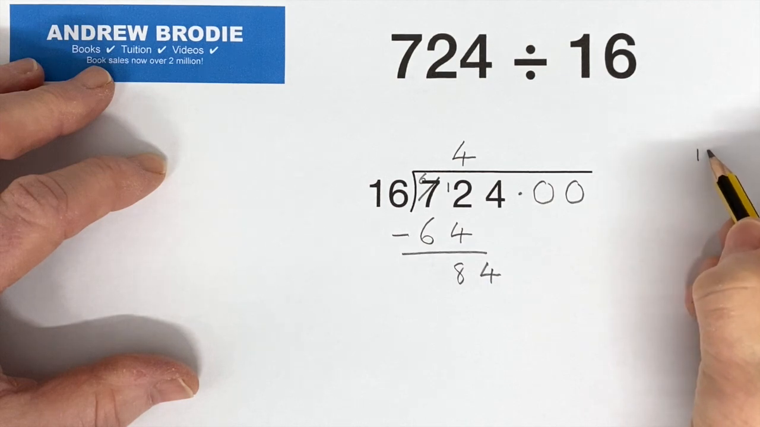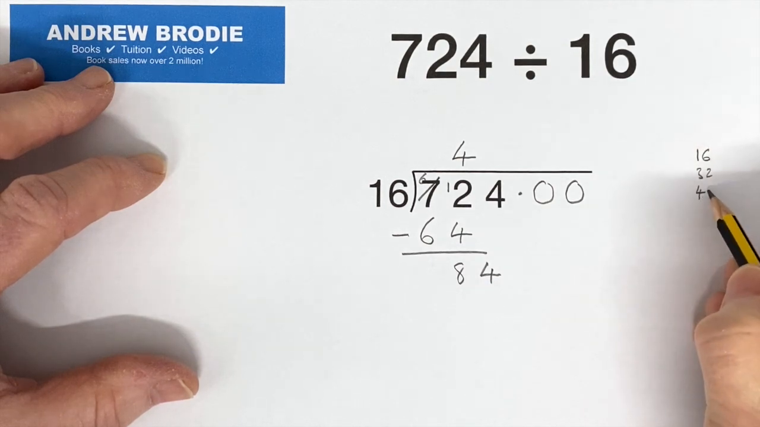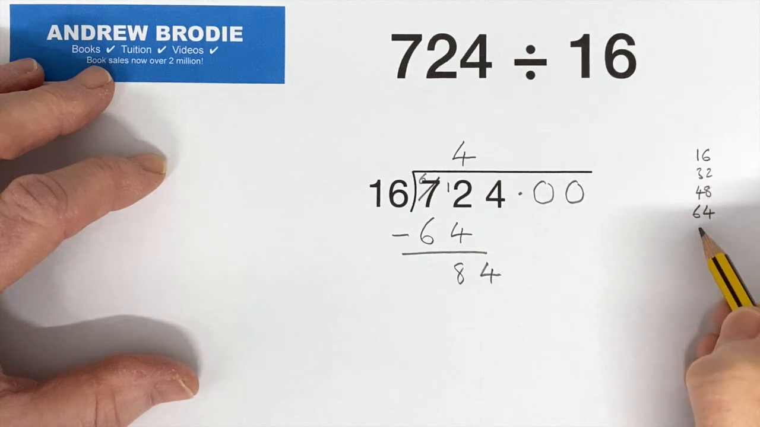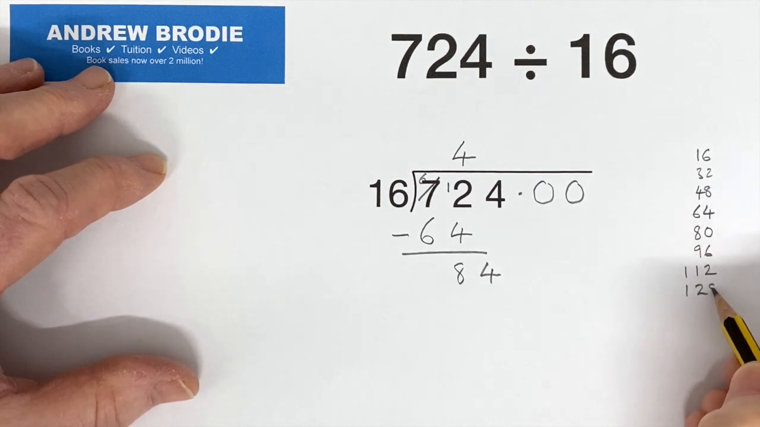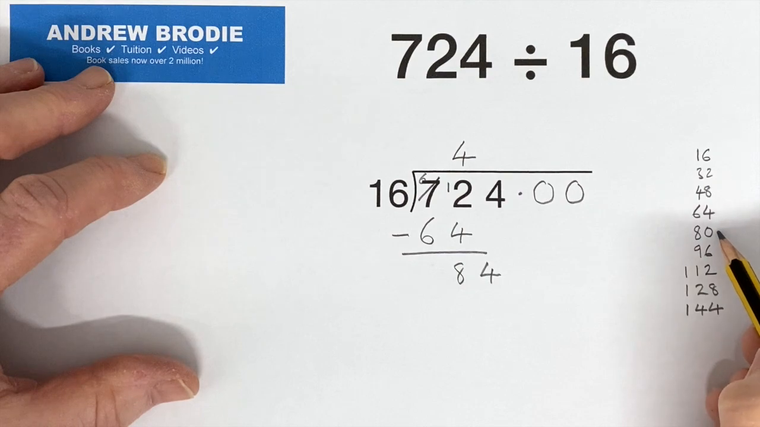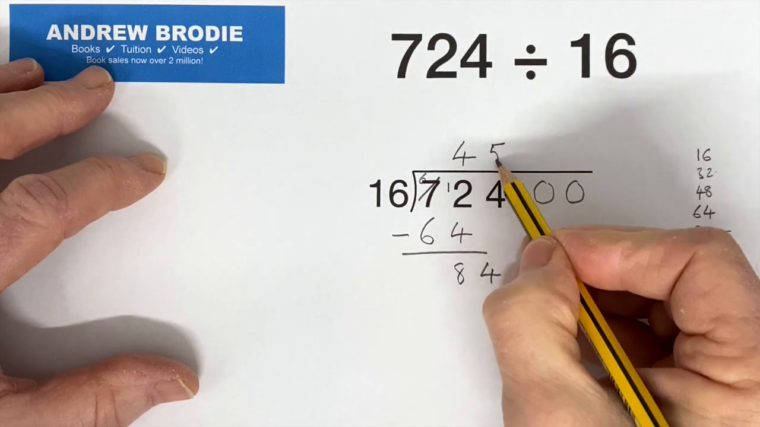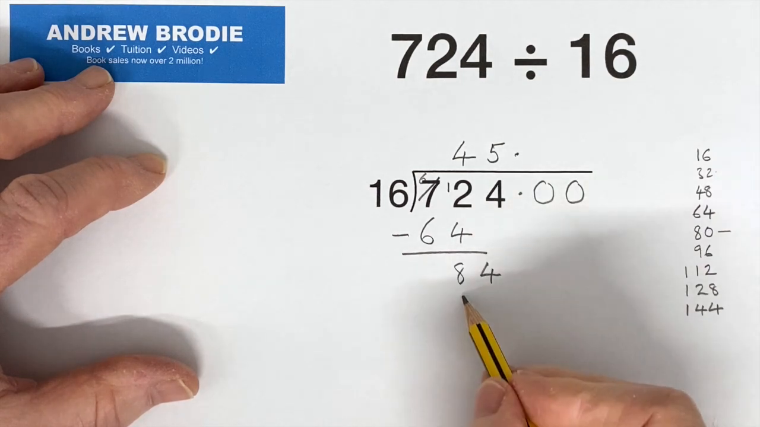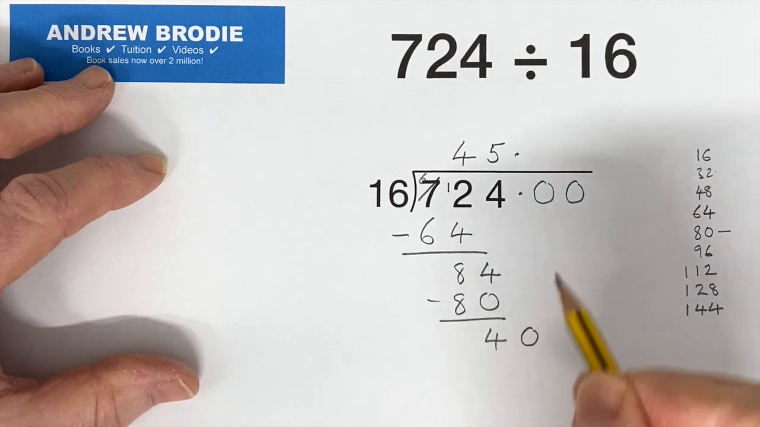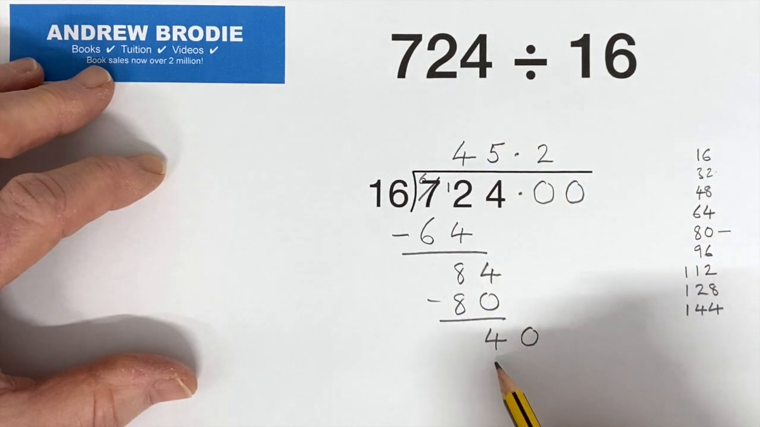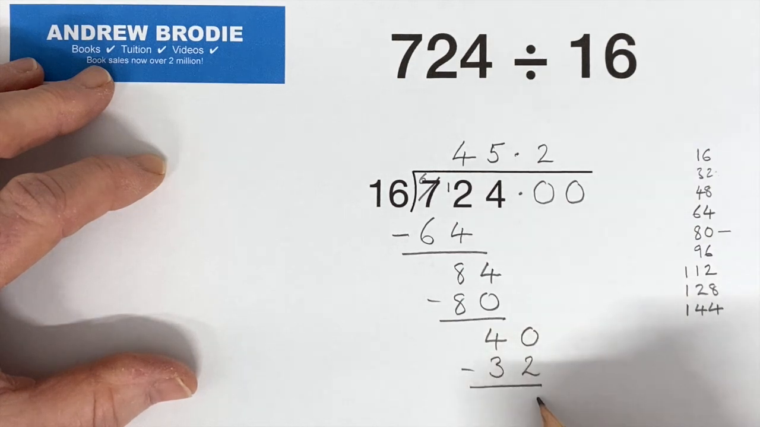Well, let's do that list of 16s. 16, 32, 48. 4 16s is 64. 5 16s must be 80. 6 must be 96. 7 will be 112, 8 will be 128, and 9, which is as far as we need to go, will be 144. We've got 84, it means we're there. 1, 2, 3, 4, 5. But we can see that 5 16s are 80, so we'll subtract that 80. Obviously, we've got 4 there, bring down a 0. How many 16s in 40? There are 2, because 2 16s are 32. Put that there. Subtract, that's 8. Bring down that 0. How many 16s in 80?